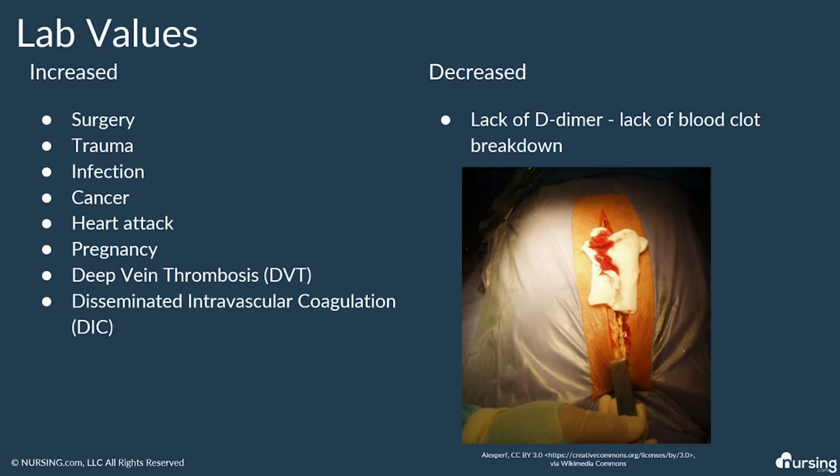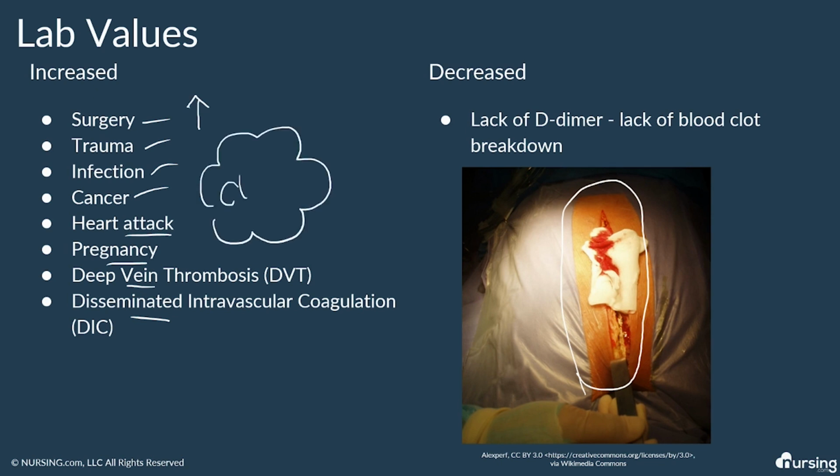Lab values are going to be increased in these conditions or during these times. Surgery, trauma, infection, cancer. Doesn't this all sound a bit inflammatory, right? Heart attack, pregnancy. We talked about DVTs and DIC. What happens in surgery? Incisions. What do incisions do? They bleed and they eventually clot. So of course it's going to increase in these times, right? These are all times that blood clots, my little ridiculous drawing here, when a blood clot forms, the body's going to try to break it down and release the D-dimer.